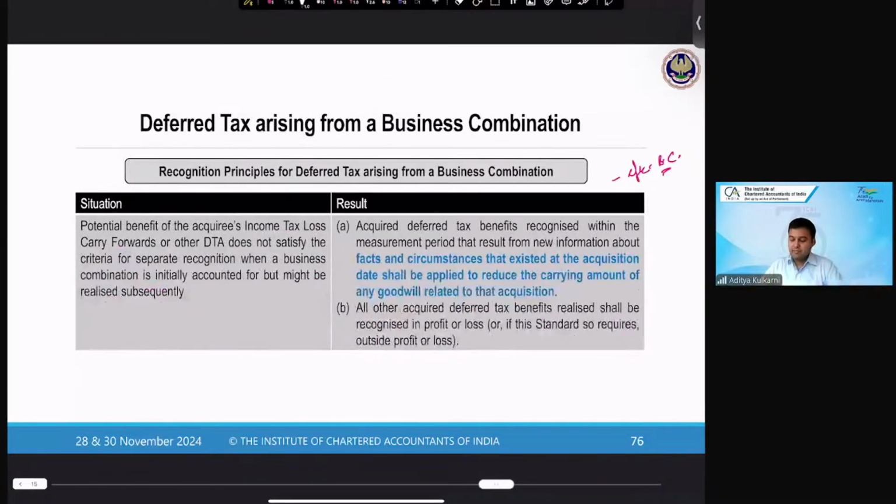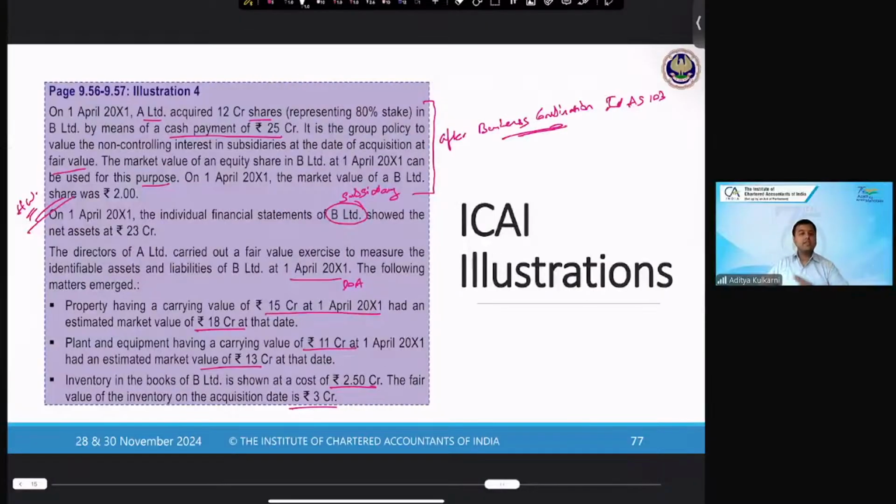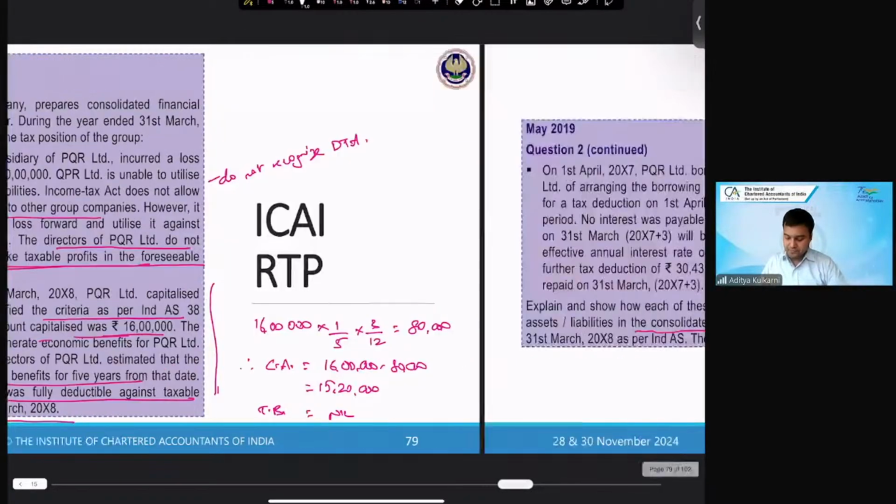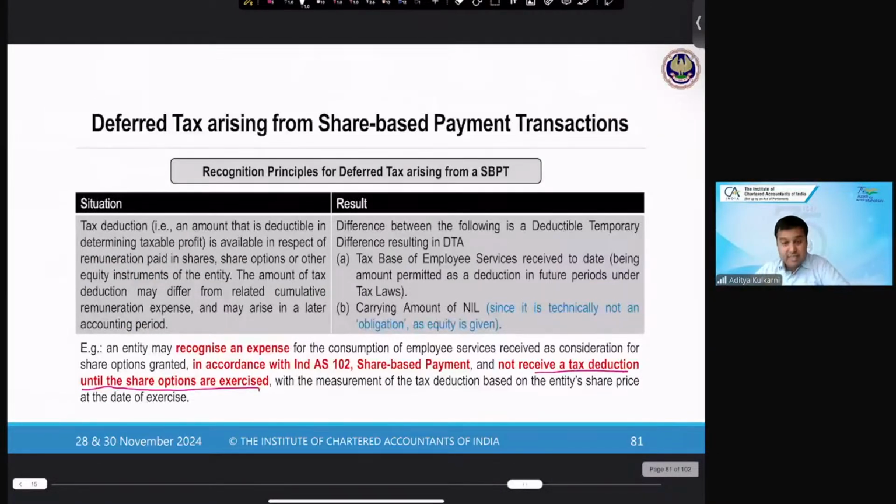Fine. So this business combination, once you finish it, you can refer to this particular section. Have you done share-based payment transactions? Yes, sir. In share-based payment transactions, you are creating something known as an SBP reserve, yes or no? Yes, sir.